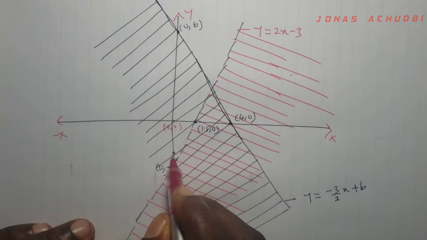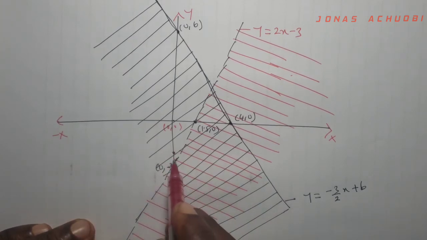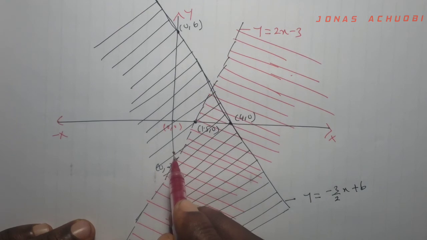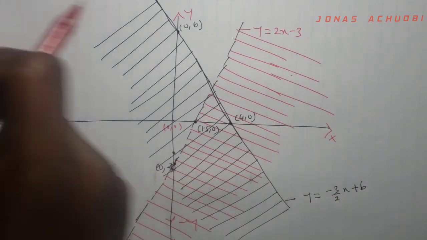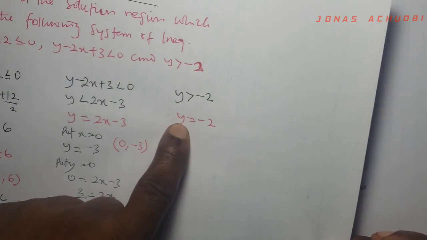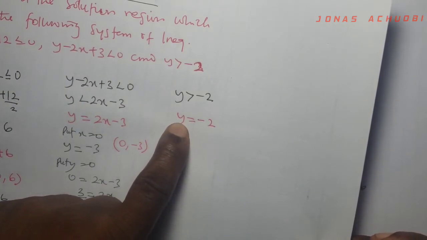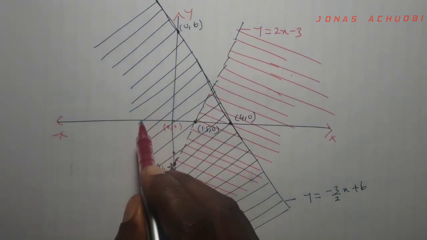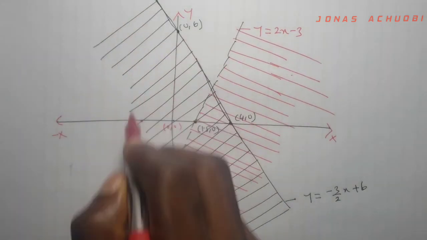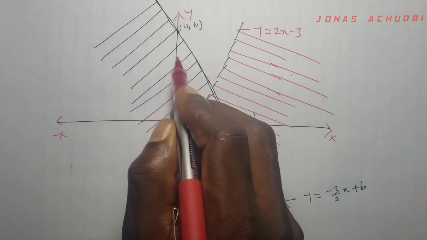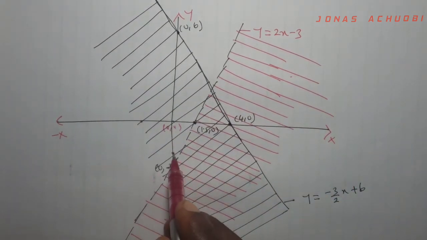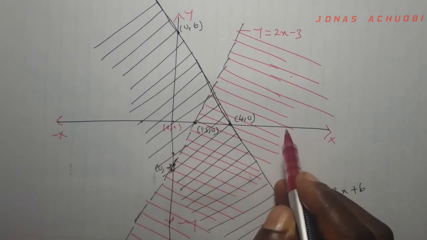So at y equals minus 2, we draw a line that is parallel to the x-axis. Take note: at y equal to minus 2, I repeat, you draw a line that is parallel to the x-axis. If this was to be x, we would have drawn a line that is parallel to the y-axis. X equal to minus 2 should have been somewhere here, and the line would have been drawn like this, parallel to the y-axis. But for this one, we have y equal to minus 2, so we'll now draw a line that is parallel to the x-axis.